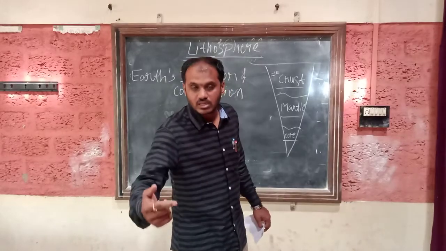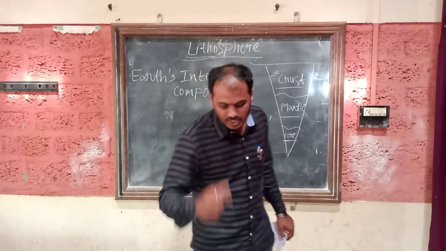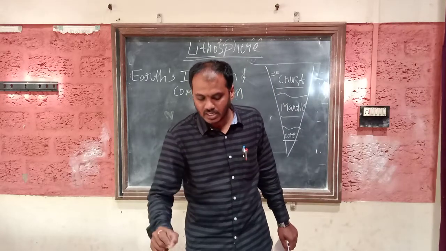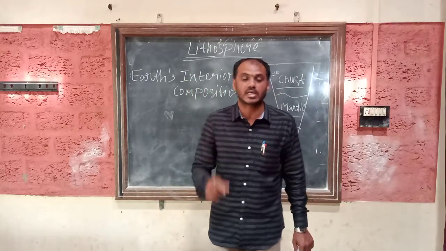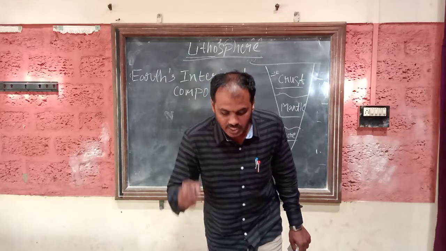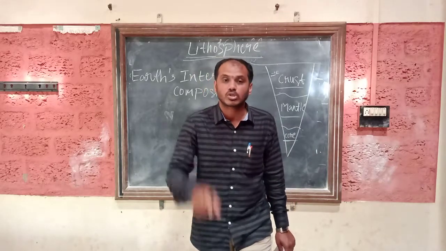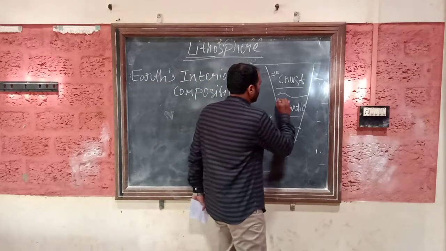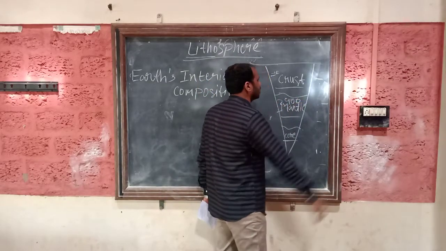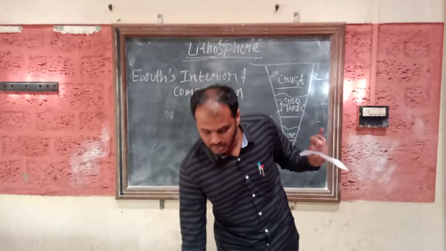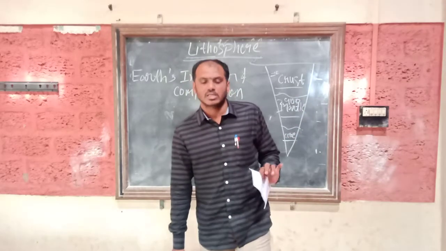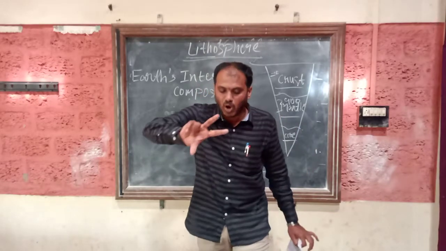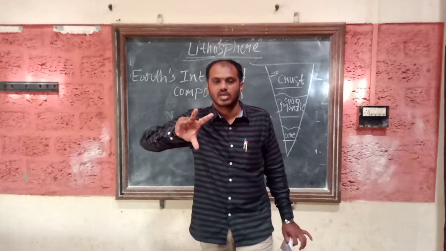Next, another interior layer of the earth is called the mantle. The mantle is the second and middle layer of the earth. The depth of this layer is up to 2,900 kilometers from the surface. The material here is in a semi-liquid or partially molten state, called magma.